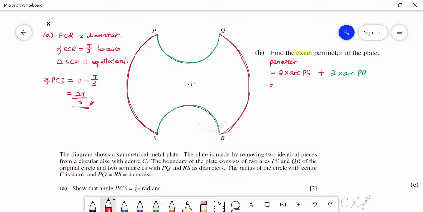So how do we find the arc PS? The arc PS will be r theta. You know that r is 4, the radius is 4, from P to C it is 4. To find the arc here, you need to refer to this angle, which we already showed in the first part is 2 pi over 3. So 4 multiplied by 2 pi over 3. Then plus 2 times the arc PR. Sorry, not the arc PR, I made a mistake here. It should be the arc SR.